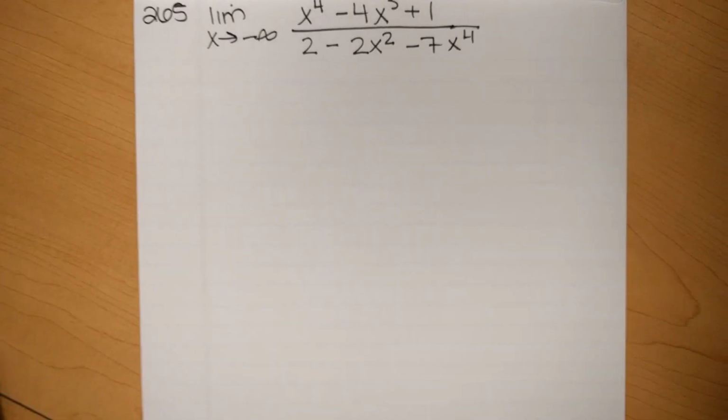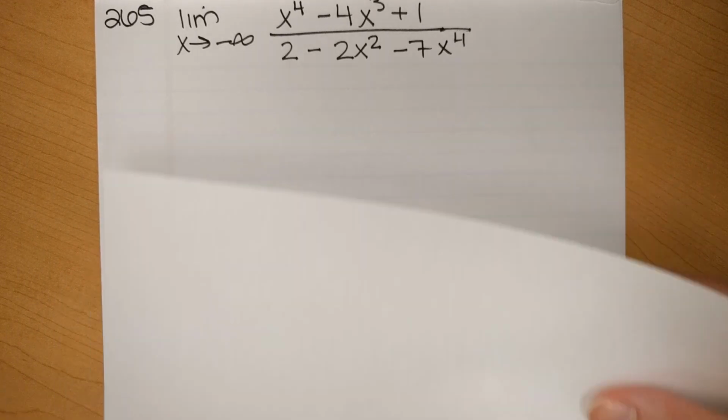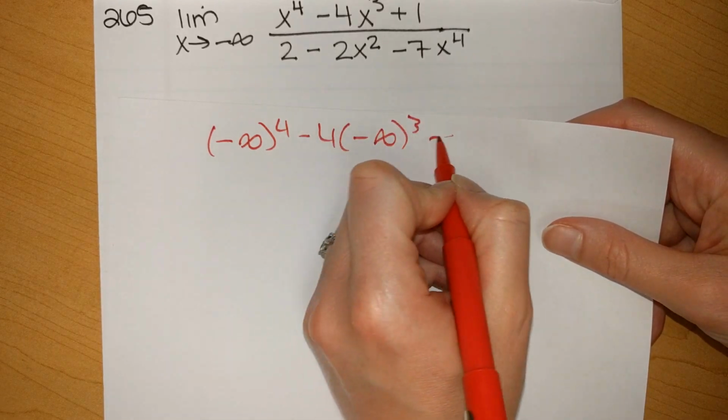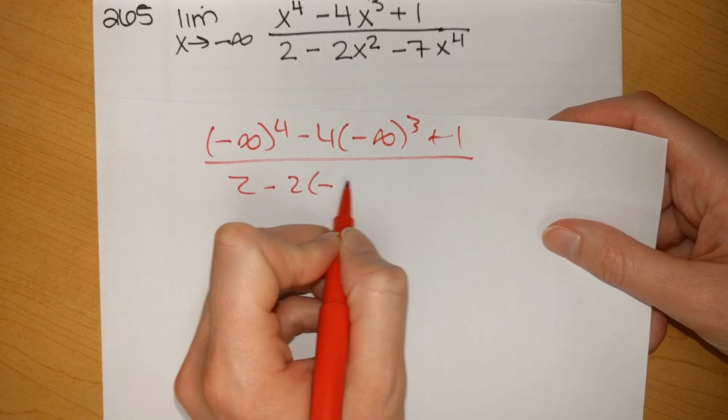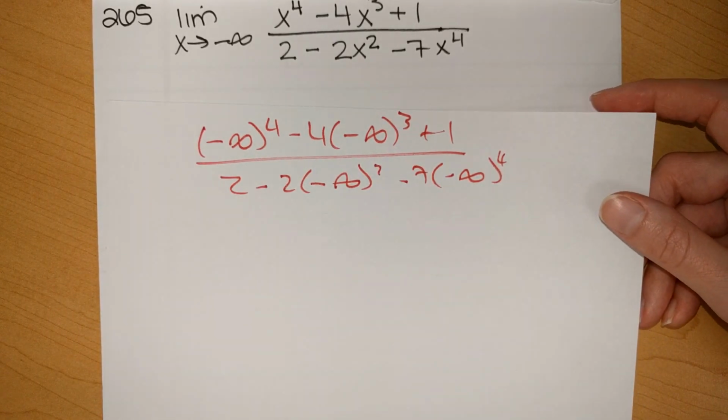All right, so when you look at this, the first step is to plug in, and when you plug in negative infinity, you are not going to get anything that looks like a basic limit law, because you're going to get negative infinity to the fourth minus 4 times negative infinity to the third plus 1 over 2 minus 2 times negative infinity squared minus 7 times negative infinity to the fourth. That does not look like a basic limit law.